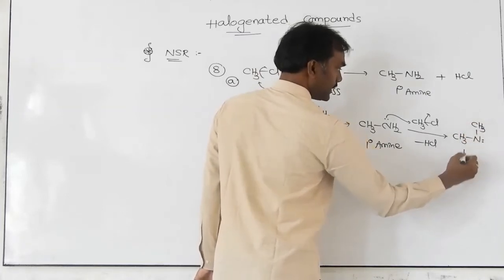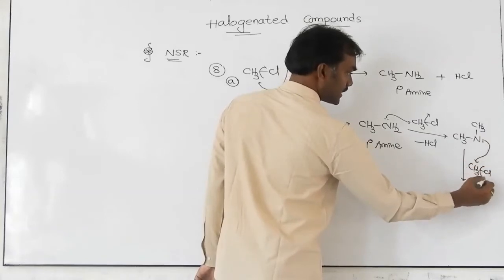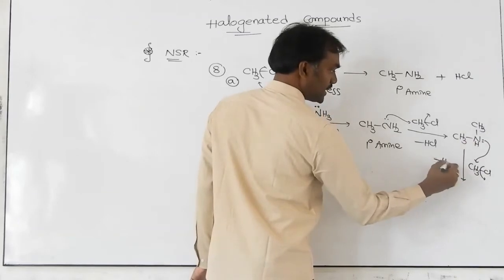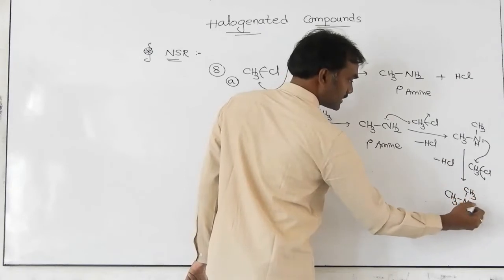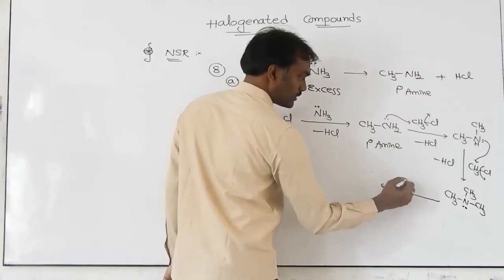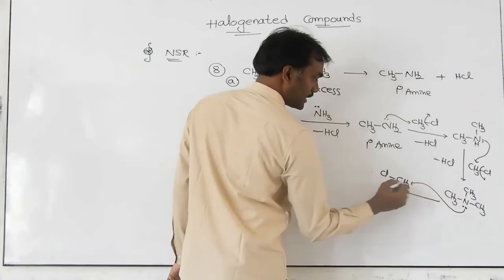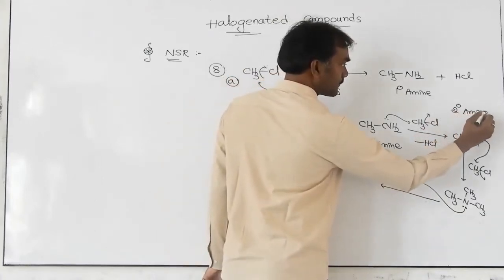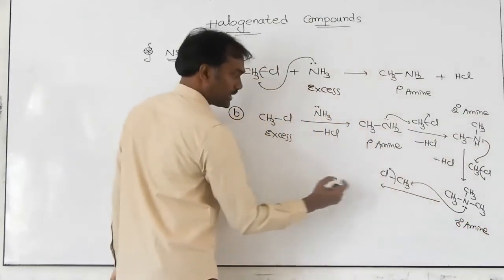NHCH3. Next, one more alkyl halide. The lone pair is connected, so you are getting, minus HCl, CH3 N CH3 CH3. Lone pair, again one more CH3Cl. The lone pair is coming and connected. So here you are getting the secondary amine. This is the tertiary amine. So now again it is reacted.